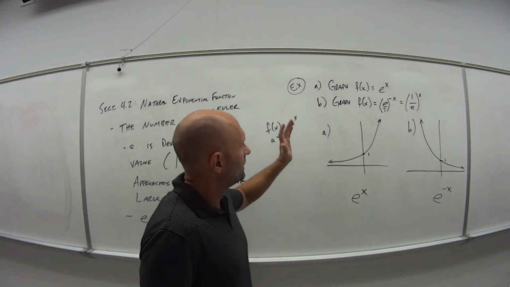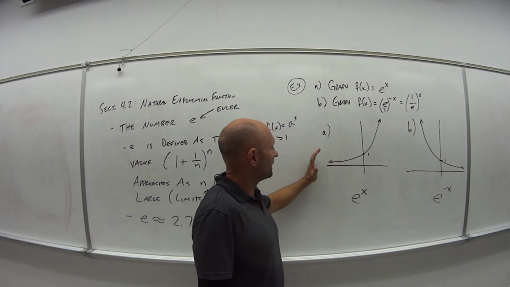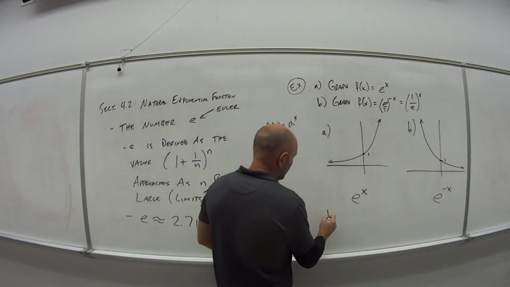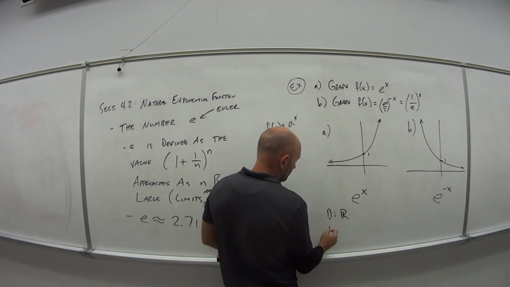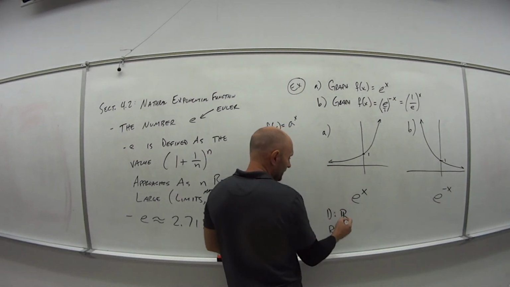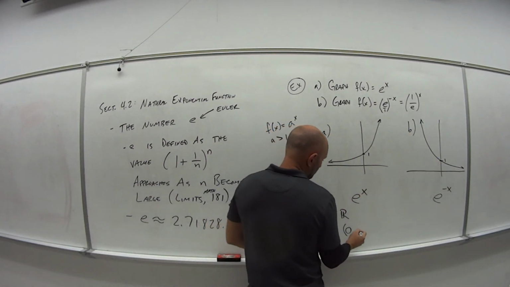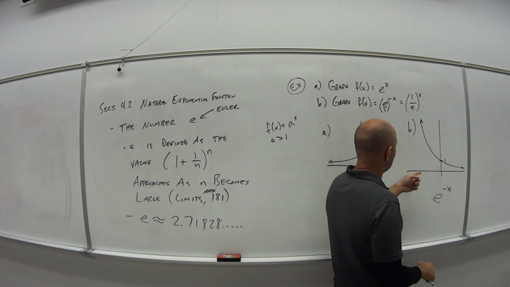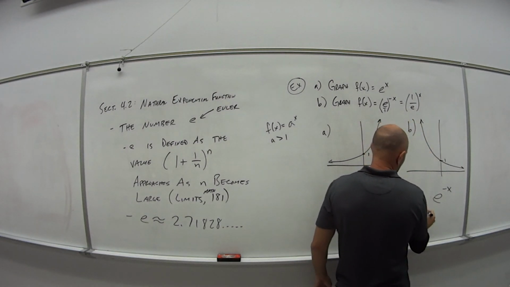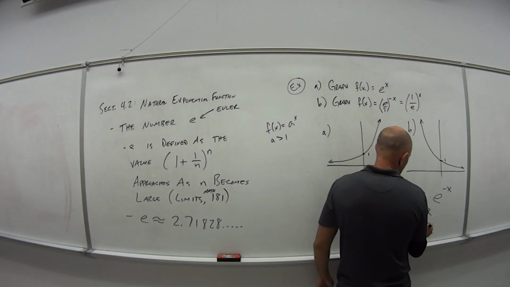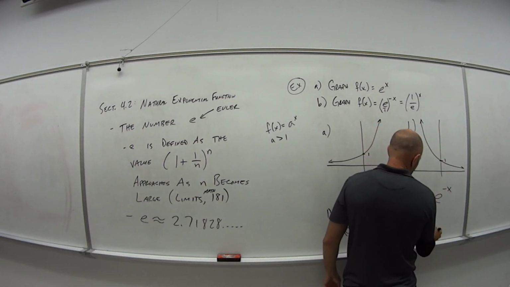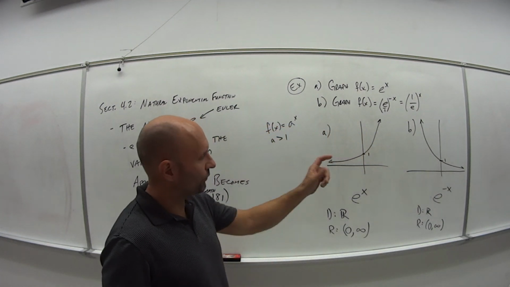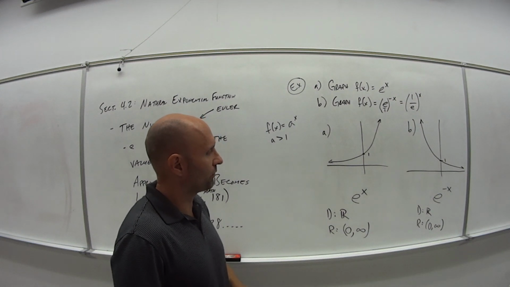So here you go. E to the x, the graph looks like this. My domain is all real numbers. The range is 0, but it never hits 0, so that gets a parenthesis, up to positive infinity. And same thing here. Domain is all real numbers. The range, again, is 0 up to positive infinity. So they have the same domain and range, they just look different. They're the flip-flop of each other on the graph.